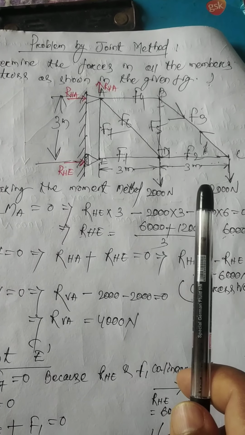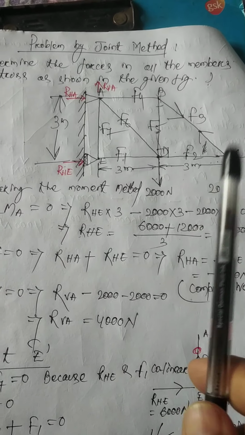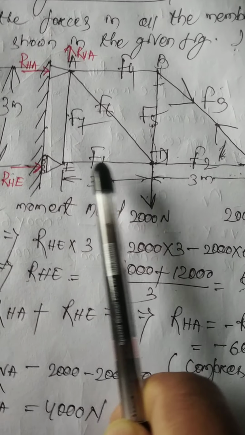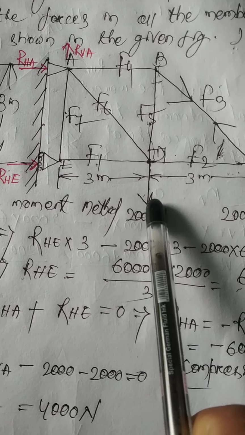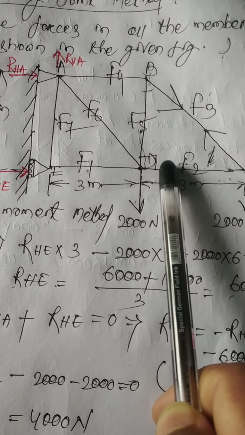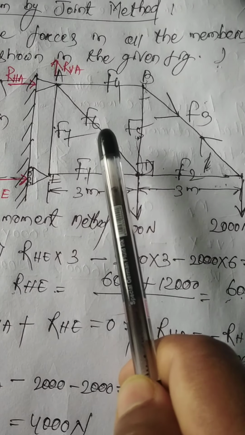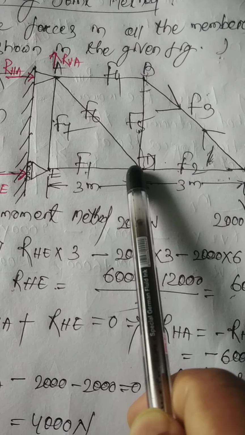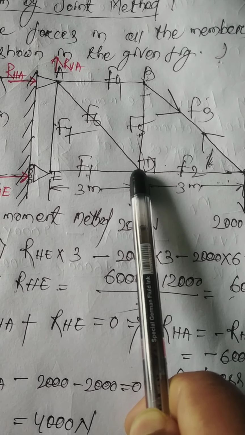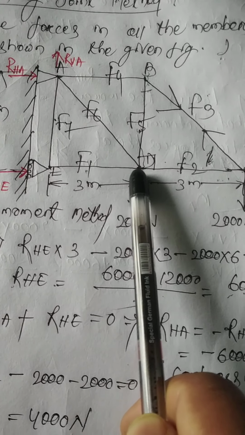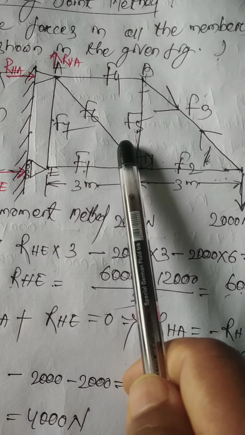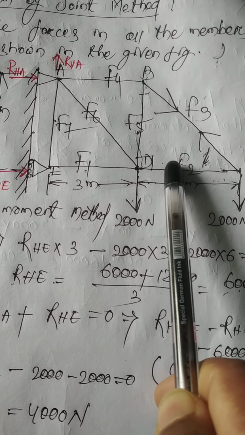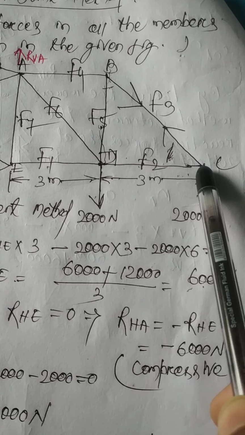Remember guys, you take the joint which has only two unknown forces. Now look at this point D. At the point D we only know the value F1 and this 2000 Newton, but we don't know the values of F2, F5 and F6, because these are three unknown forces. If we apply the equilibrium condition here, taking the joint D, there will be three unknown forces and it will not be easy to find them in a single equilibrium condition. So I will go to the joint C.